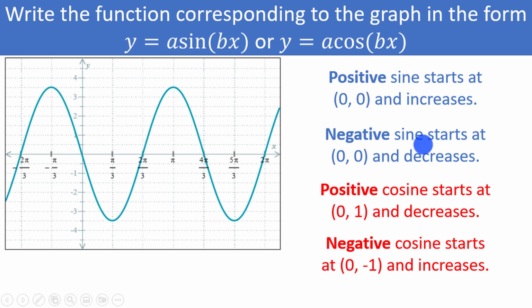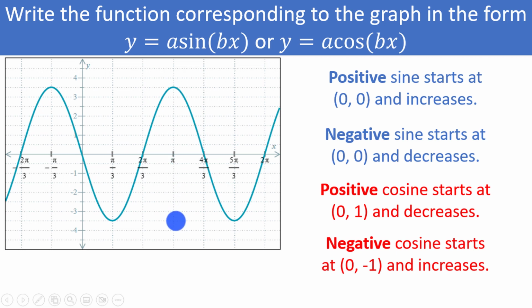So let's use this information to decide which type of function we have. If we look at x equals 0 on the graph, we can see that we decrease from there. That indicates that this is probably a negative sine function, because we start at 0, 0 and then decrease from there. We can also see that this function is oscillating between 3.5 all the way down to -3.5.